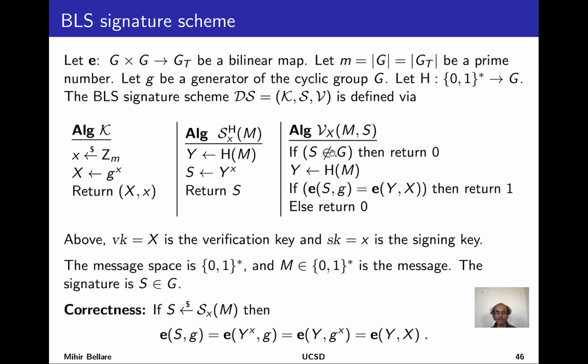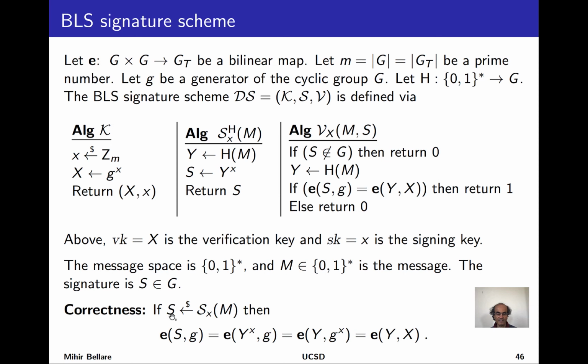How do we verify? Well, first we check that the signature indeed is a point in the first group, otherwise we reject. And if that's true, we recreate the hash over here. Now we need to check that CDH was correctly solved, that S is indeed y raised to the power little x, knowing big X. And the equation comes to this over here. So the message space is all strings and the signature is a group point. And here's the correctness check, which shows us why this equation is there.